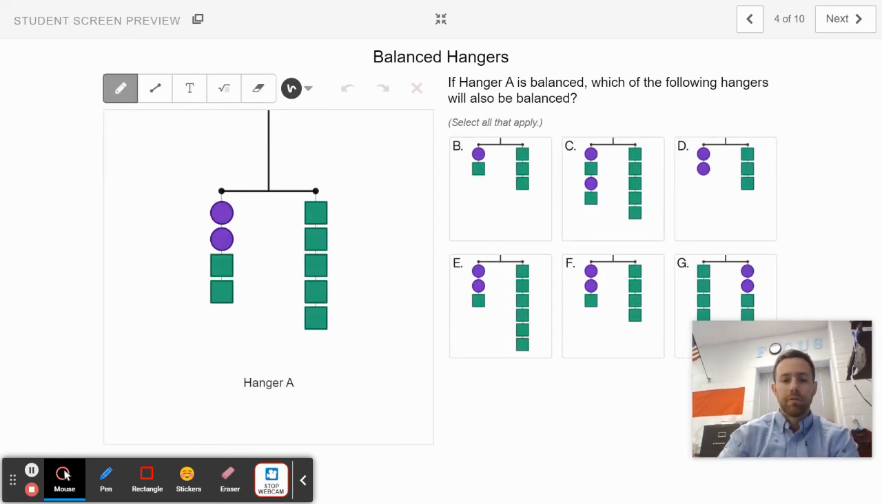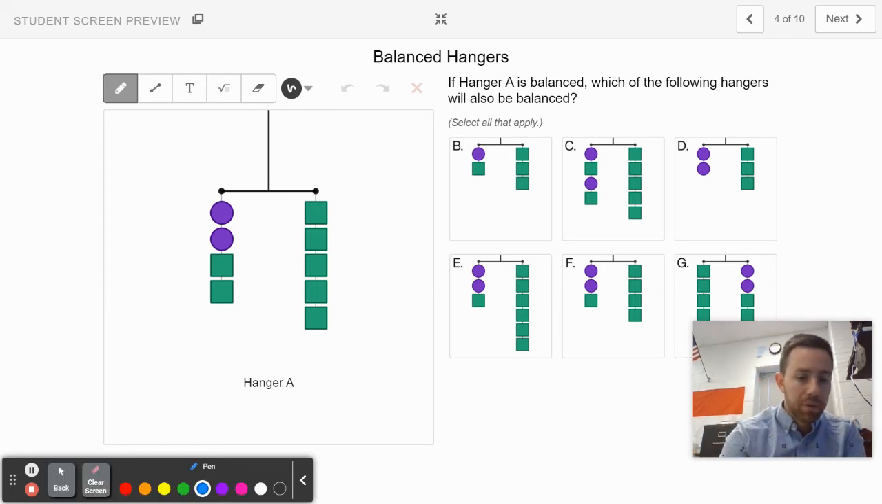Awesome job, guys. On slide 4, it says if hanger A is balanced, which of the following hangers will also be balanced? Your job is to select all that apply. So it's telling you, right, that hanger A is balanced, so you can assume that that is true. Your job is to figure out which of the other ones would also be balanced if the weights of the things are the same. This is a little bit of a brain teaser, but I think you can do it. Go to slide 4 and try to figure out which ones would also be balanced.